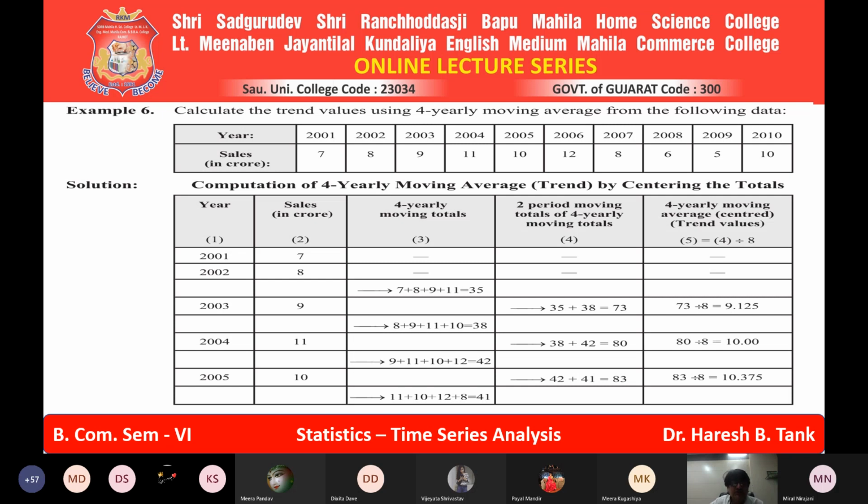Now again make a bunch of 4 years: 2002, 2003, 2004 and 2005. That means 8, 9, 11 and 10. The sum total is 38. Where do you have to write it? In between 2003 and 2004. So naturally this entity may come somewhere here. Similarly do for the next 4 years, and similarly up to 2010. Do it right now.